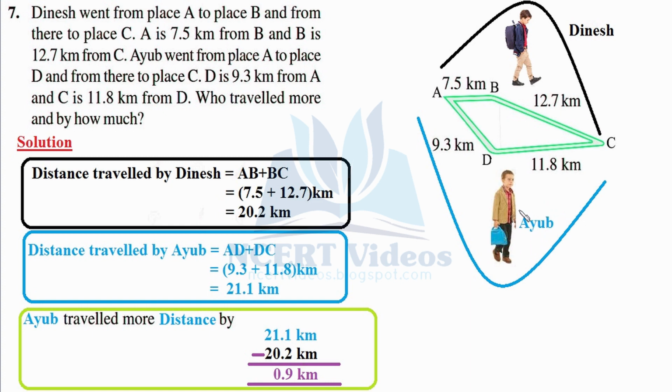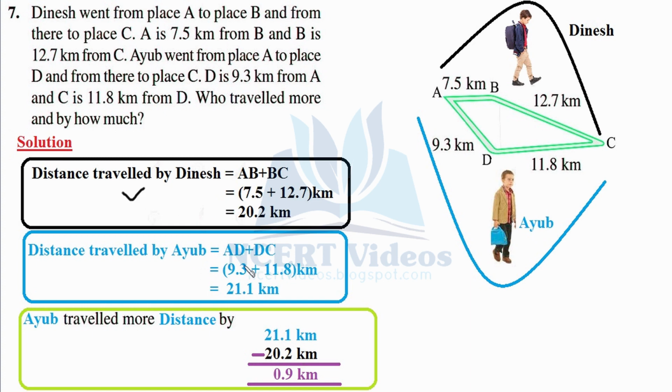Whereas in case of Ayub, he moves from A to D and then from D to C, which is 9.3 plus 11.8. That is what we have done here. For Dinesh, you add it. How do you add it? Put the point first, then go right to left. First solve this. 7 plus 5 is 12. Then carry 1 goes here. You add it. 7 plus 2 is 9. 9 plus 1 was the carry, 10. Then here it is 1. So 1 plus 1 is 2. You can also do it in such a manner.